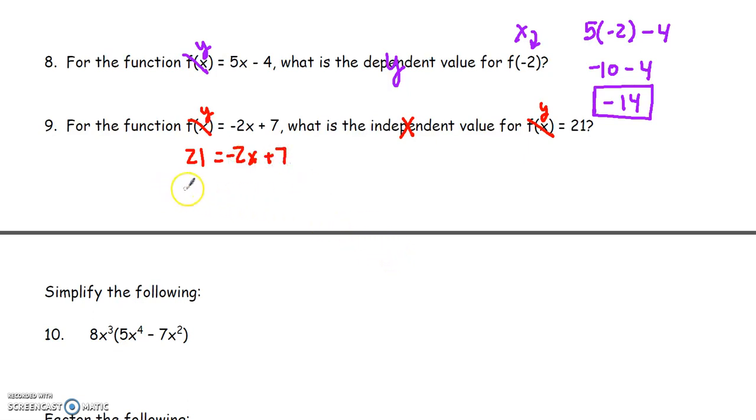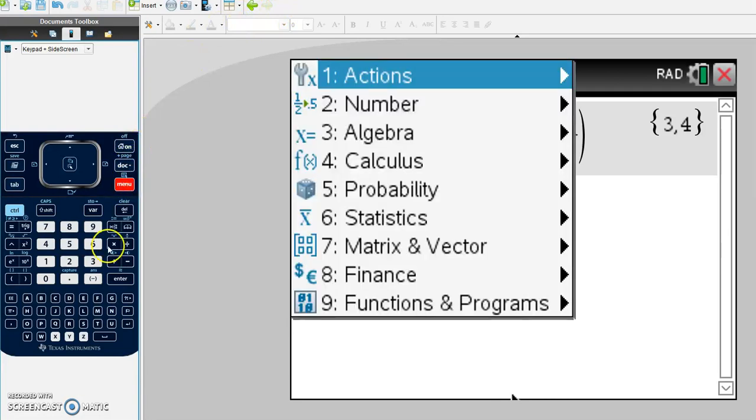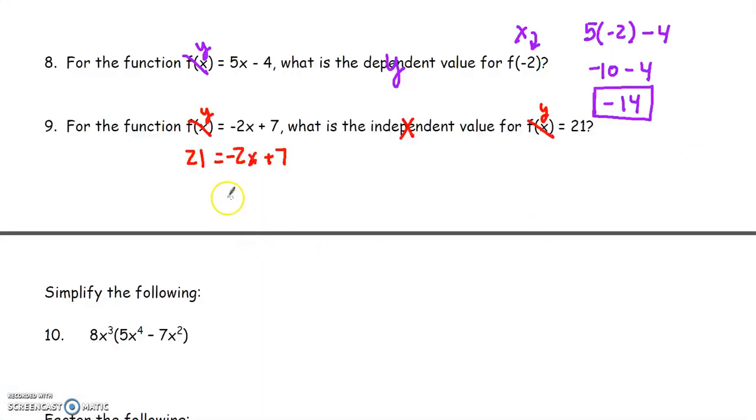Now, at this point, I could do it by hand, or I could put it into nsolve. Let's go ahead and try nsolve. Okay, so we can do menu 3 and then 1, and type my equation in. It was 21 equals -2x plus 7. And remember, we're solving for x, so I'll put comma x at the end and hit enter. So my x comes out to be -7. So we ended up with x equals a -7 for number 9.